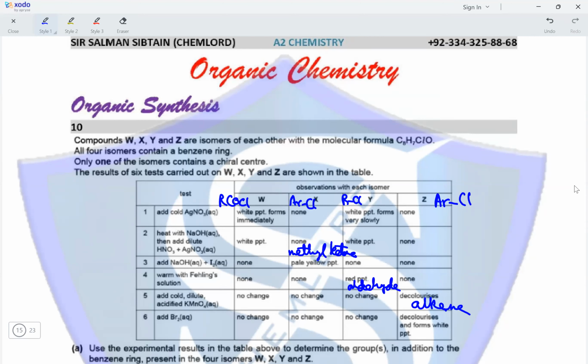Reaction 6. Add aqueous bromine. So no change with the first three compounds. With compound Z, it decolorizes and forms a white precipitate. This is a test for the presence of either phenylamine or phenol. Since the molecular formula does not have a nitrogen atom, this contains a phenol. So in this compound, there is an alkene group, there is a chlorine attached to the benzene ring, and there is an OH attached to the benzene ring as well.